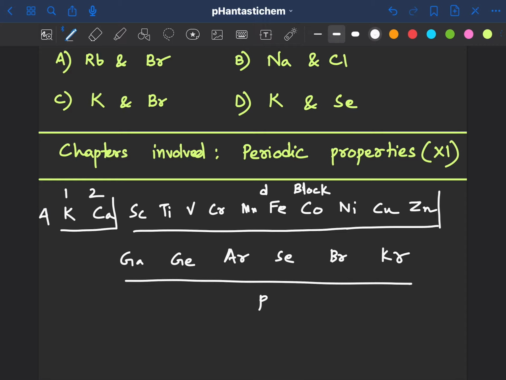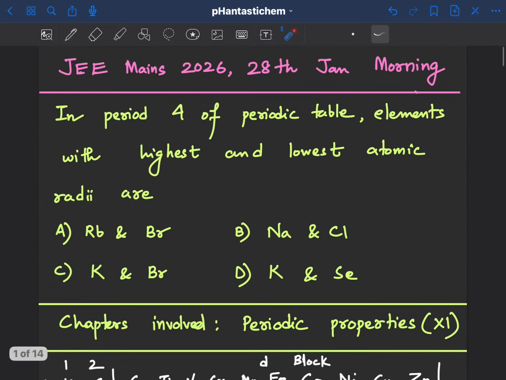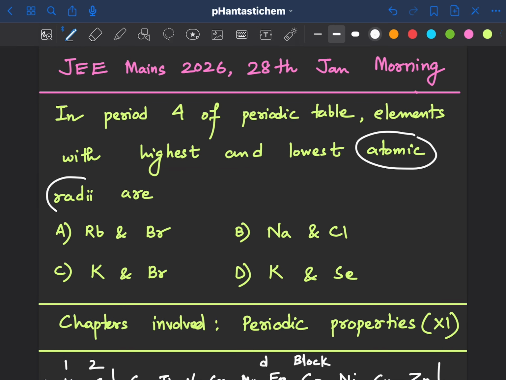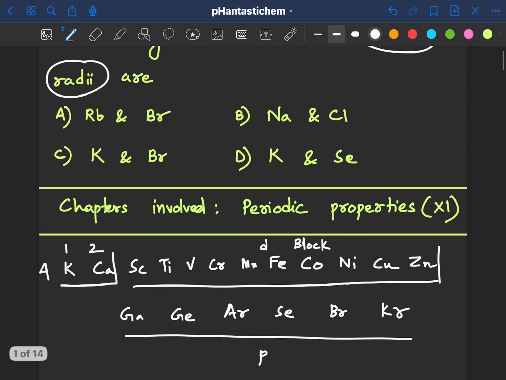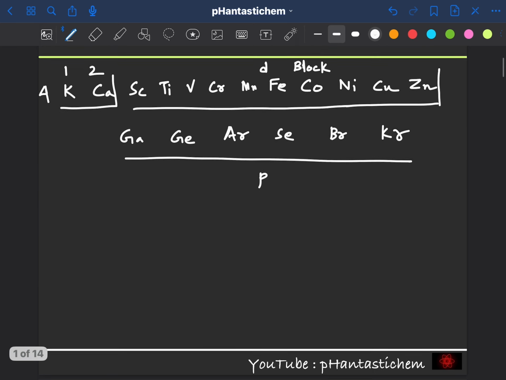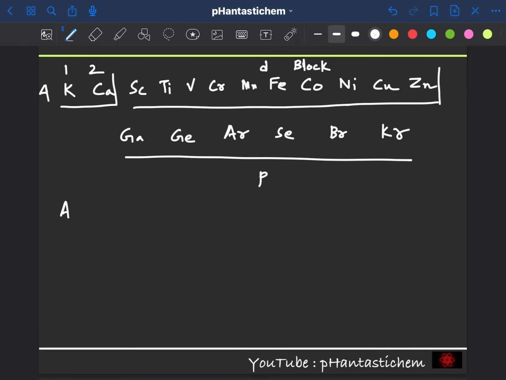In the question they are talking about elements with highest and lowest atomic radii. So this word is important for us, that is atomic radii. Atomic radius is the distance from the center of the nucleus to the point up to which the density of the electron cloud, or the probability of finding an electron, is maximum. So, atomic radii.